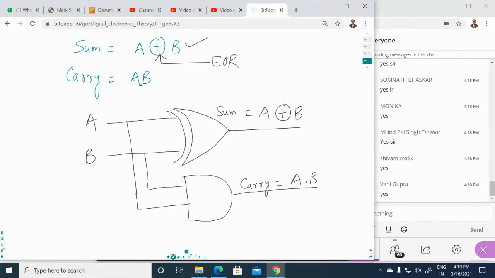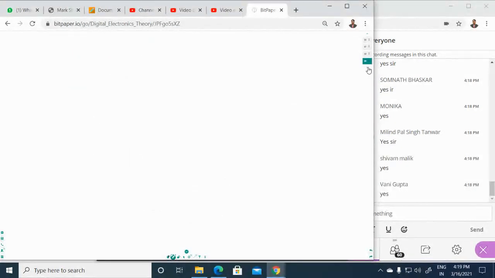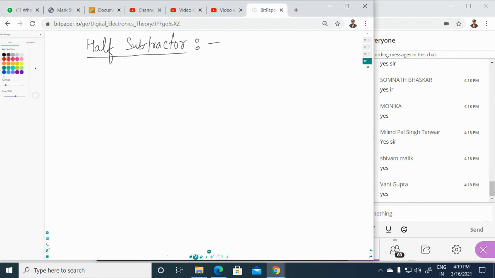Now come to the next point, half subtractor. So we will perform the same operation. You can also use the same operation side by side. So what is the meaning of this half subtractor? As the name suggests, it is a subtractor. So what will it perform? What is the function?